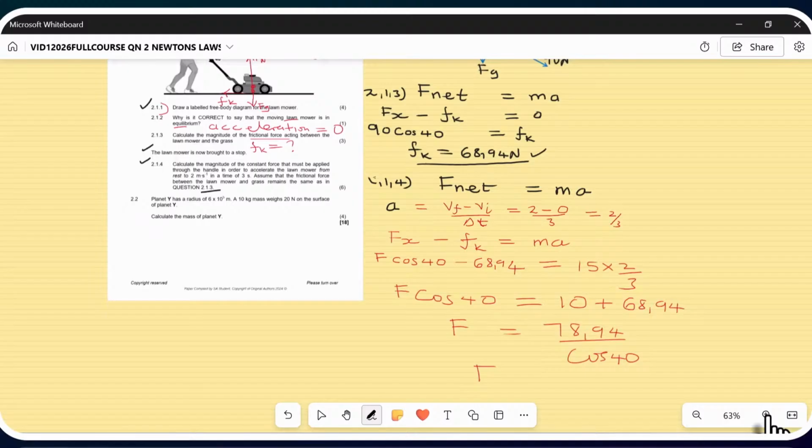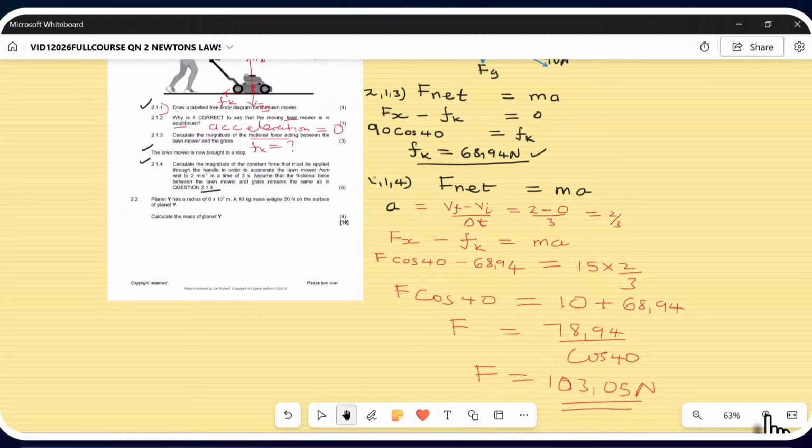Then lastly here, they say planet Y has a radius of 6 times 10 to the power 5 meters. A 10 kilogram mass weighs 20 newtons on the surface of planet Y. Calculate the mass of planet Y. I repeat, planet Y has a radius of 6 exponent 5 meters. A 10 kilogram mass weighs 20 newtons on the surface of planet Y. Calculate the mass of planet Y.